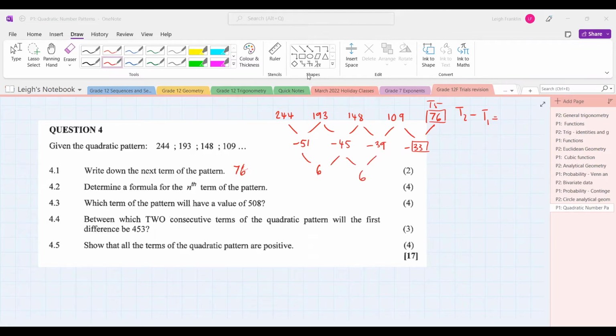Now they want us to determine the formula for the nth term of the pattern. So when they say they want us to find the nth term of the pattern, they mean in the form Tn equals an squared plus bn plus c. So it's our job to work out what the value of a and b and c are. Okay, so how are we going to do that?